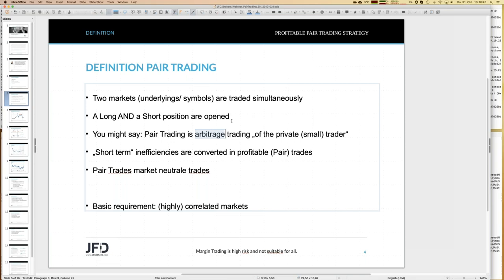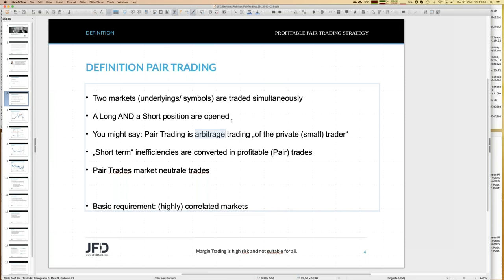Okay, and think again about my example, the reason that this might work is that we look for short-term inefficiencies of those two symbols. And there are even quite good stories when those inefficiencies might occur, and we can use those trading approaches for profitable trades by our own. And we don't need to do it on millisecond level.